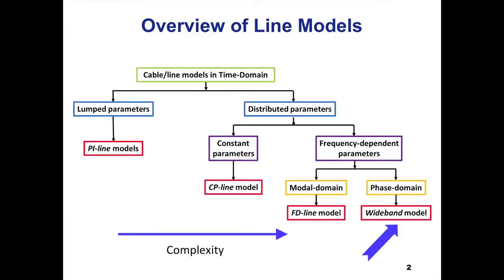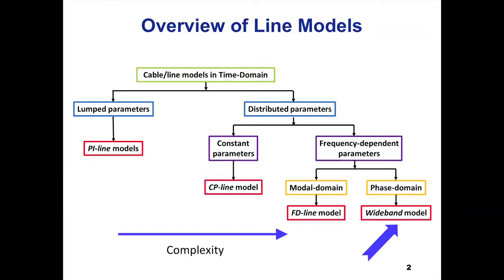If we look at the line models in EMTP, this is the list. So we have pi line models, basically using lumped parameters. And then we have distributed parameters, so we can study traveling wave phenomena on lines. So we have two groups here, constant and frequency-dependent parameters. As you go from left to right, the complexity increases, and the wideband model is supposed to be the most accurate model, and also the most complex model.